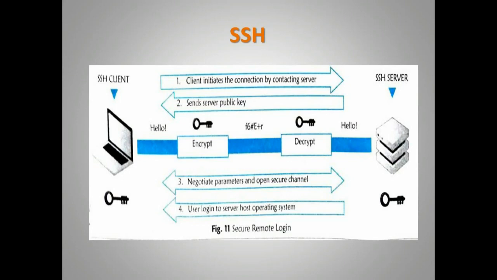So when the client sends a message using hello, it will be encrypted using that key which was sent by the server. In between you can see it has been encrypted, and again using the same key it will be decrypted by the server. Then the third point is negotiate parameters and open secure channel. It will again exchange some information. Those are all algorithms and programs. Then point number 4, user login or server host operating system. The user will log into that server, and then it will define where that file has to be copied, that particular place.